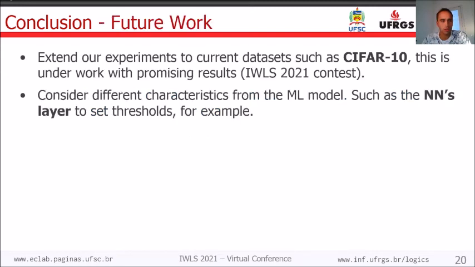As future work, we intend to expand our experiments to current datasets such as CIFAR-10. This is actually under work with promising results, and we participated in the IWLS contest this year, which made use of such dataset. We also would like to consider different characteristics from the machine learning models, such as a neural network layer to set thresholds, for example, and we expect to get different reduction results.